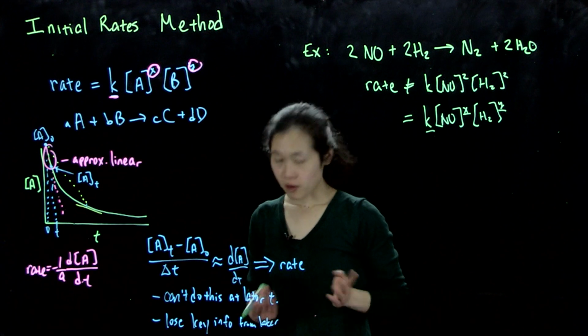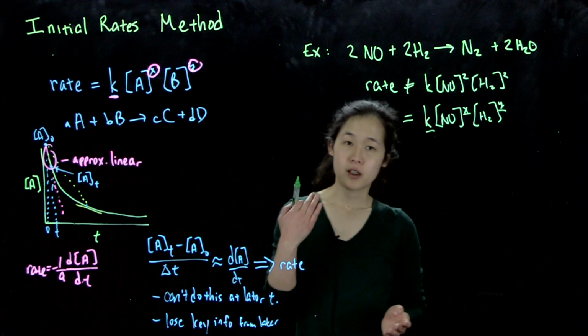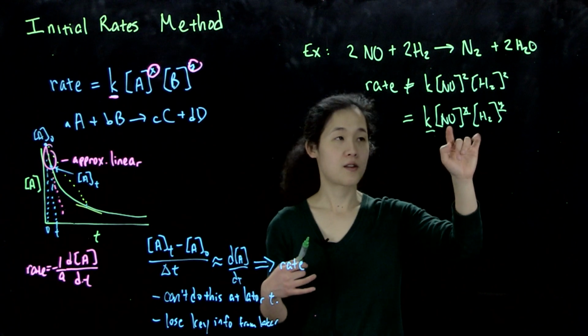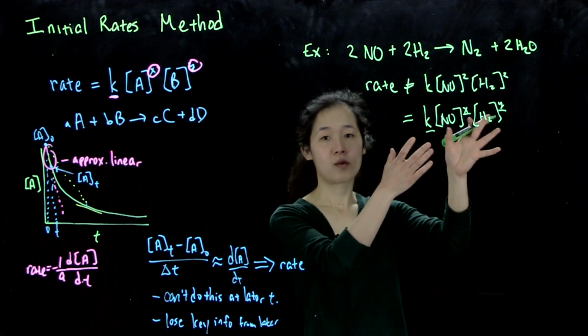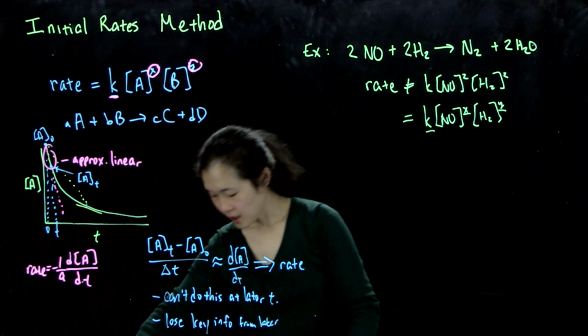So for the method of initial rates, what we'll do is try to measure the initial rates at different starting concentrations of nitric oxide and hydrogen. And then from that, we can back out x, y, and k. So here's my data table.